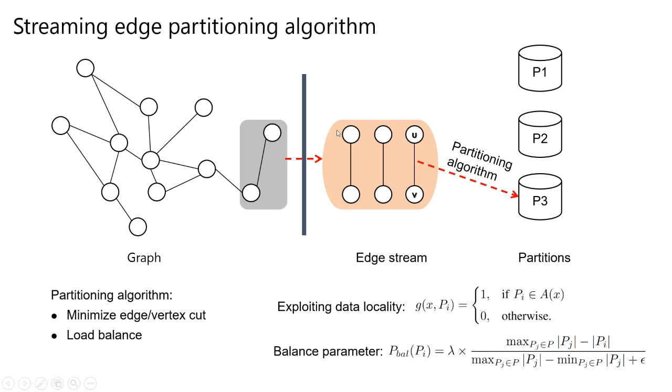So this is an example of a streaming edge partitioning algorithm. On the left hand, this is a graph, and it is transformed to an edge stream, and each time the streaming algorithm consumes one edge from the stream and assigns it to a partition.